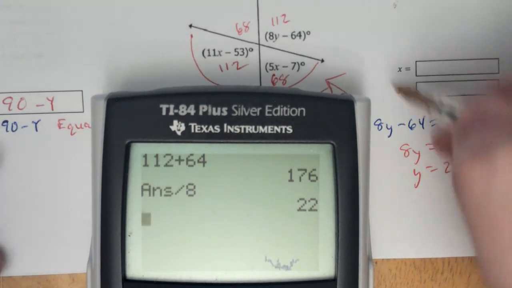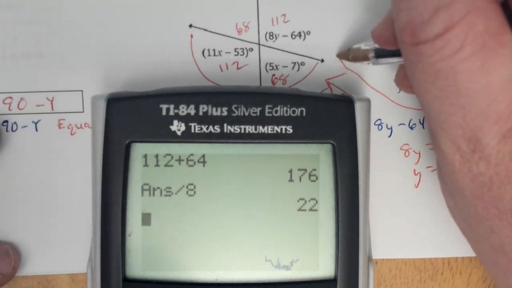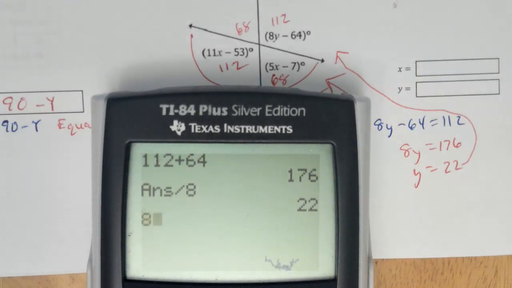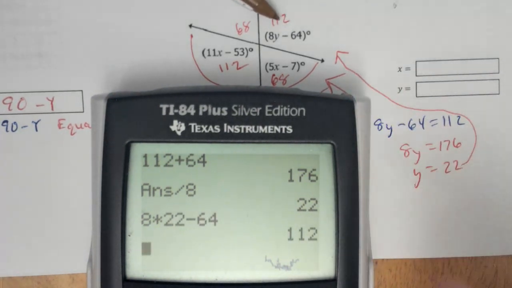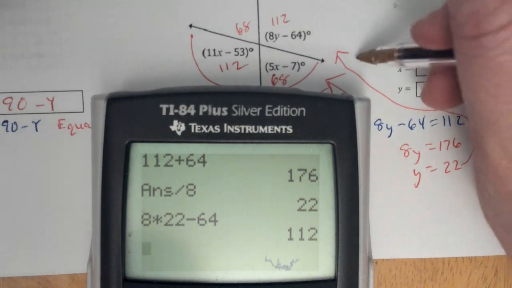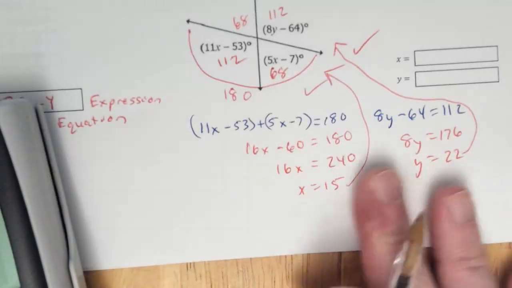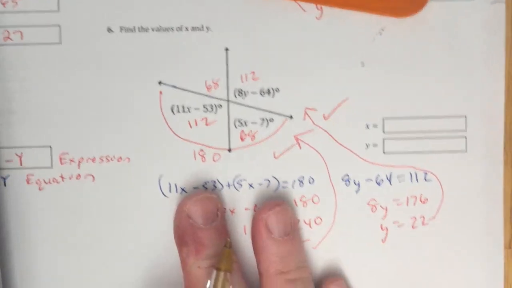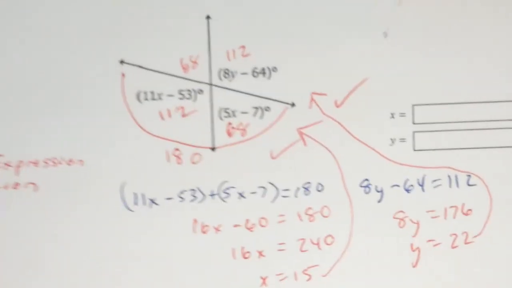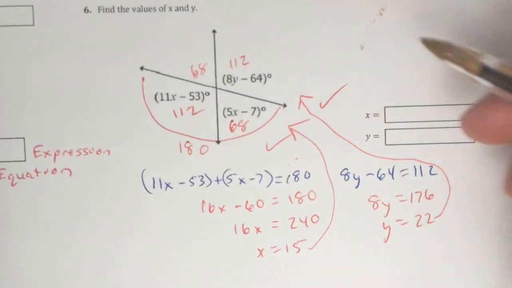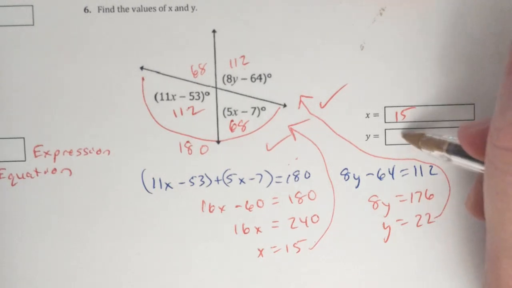And we want to plug that back into the picture to double check. So 8 times the 22 minus 64. Does that equal 112? Yes, it does. So that's telling us that we are doing this correctly. All right, your final step is always to answer their question. In this case, they wanted x, which was 15, and they wanted y, which was 22.